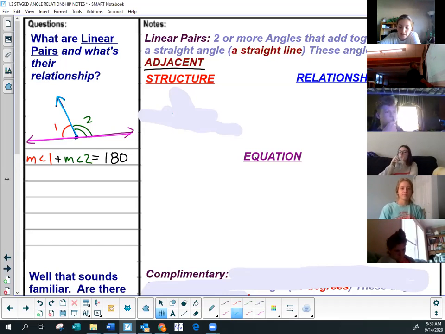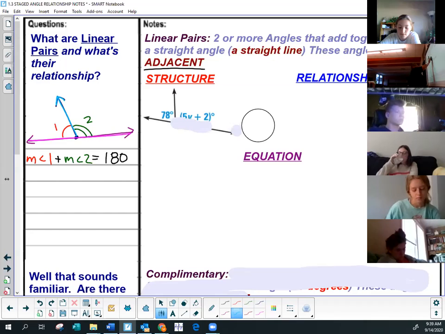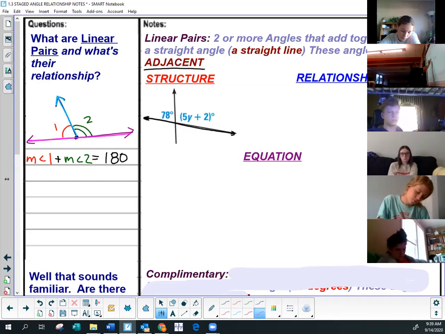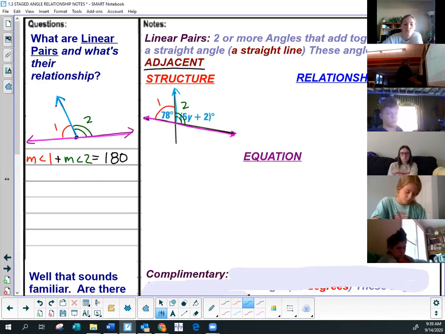All right, so in terms of an example, no surprises. Okay, we have one continuous line, and then we have what looks like a ray again that broke it up into two adjacent angles. Here we have essentially angle 1, and here we have angle 2. Okay, in terms of relationship, we do have linear pairs.